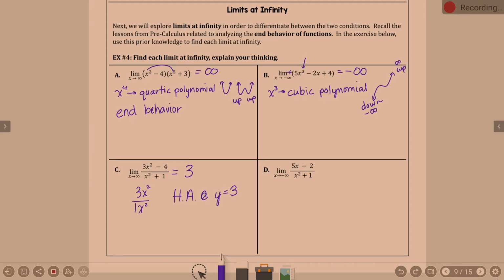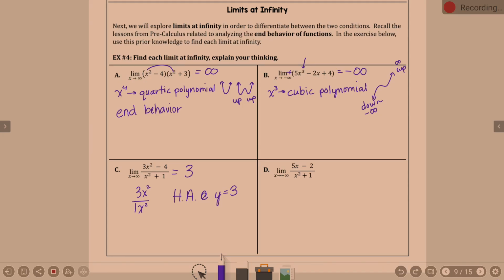Now, what would you say about D? Would you just say slanted? When the bigger power is on bottom, slanted? No. It's either going to be 0 or non-existent. Okay, I want to say this one is non-existent. No, because that'd be the same as 0. Not a slanted asymptote. So when the bigger power is on bottom, it's 0.